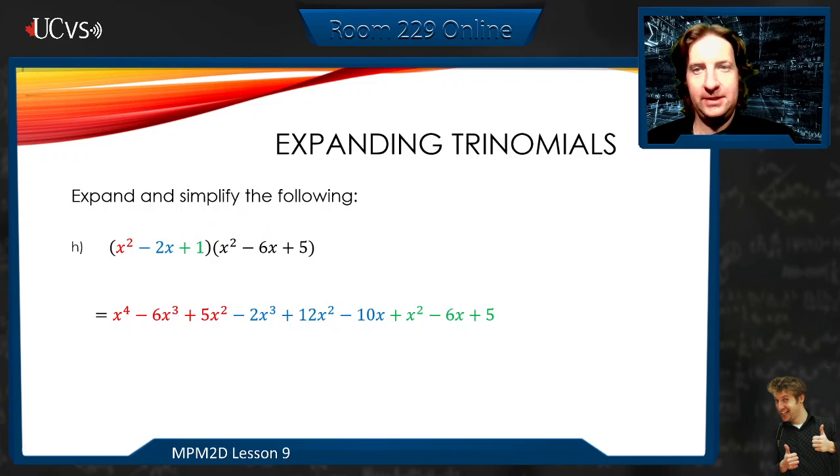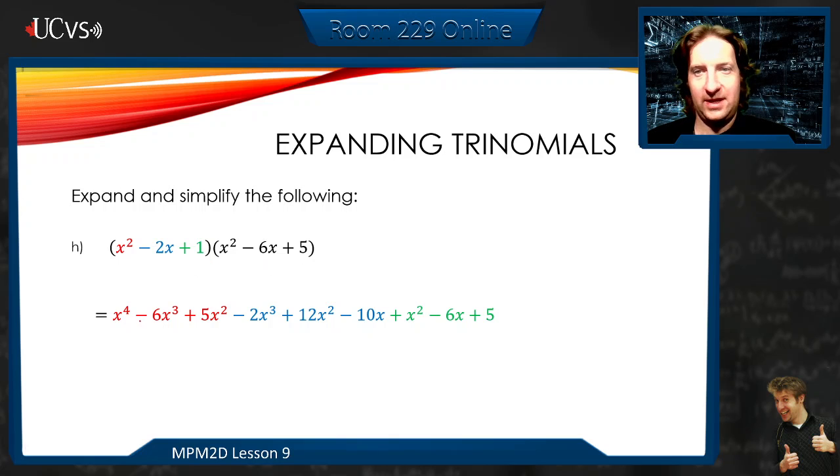And then last but not least, everything times 1, which is just rewriting the bracket again. 1 times x squared is x squared. 1 times negative 6x is negative 6x. 1 times 5 is 5. All right, so we end up with 9 terms, which we have to simplify.